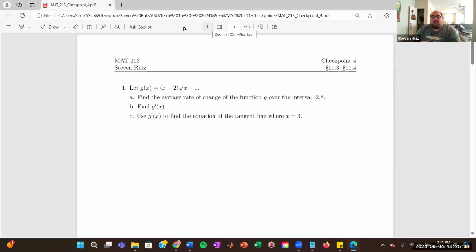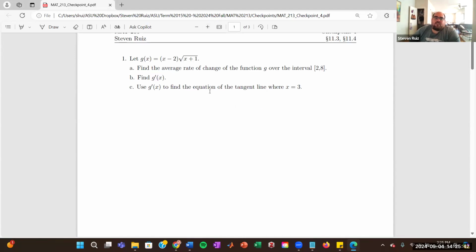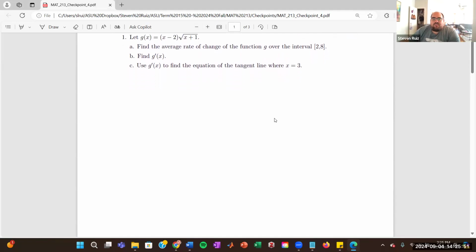All right, let's look over the questions on checkpoint number 4. So the first one here, we have a function that is the product of two simpler functions. So we're going to have to use the product rule at some point to take a derivative. But the first part of the question doesn't actually require a derivative. So we're trying to find the average rate of change over this interval. So let's do that first.